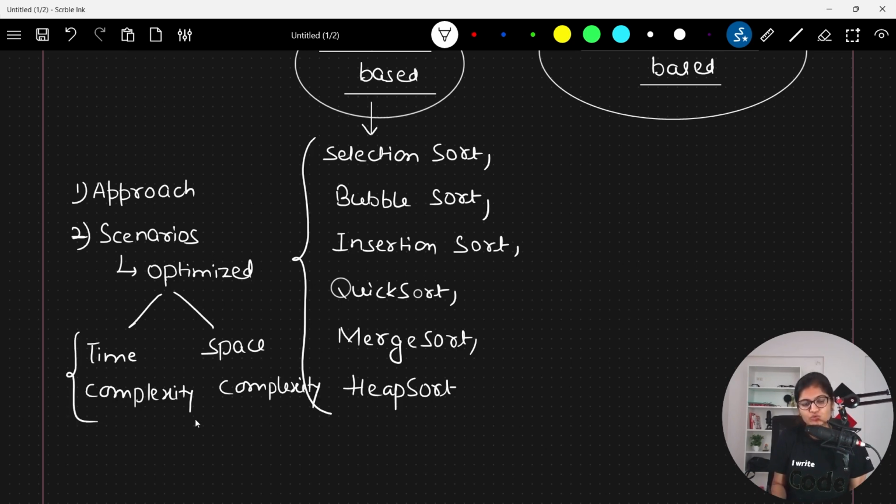So these two things we should know pretty well. For each and every sorting algorithm, whenever I write the code, I will try to discuss these specifically, time and space complexity. And then we will also discuss at what point of time, meaning at what scenario, we should go for what kind of algorithm, right?